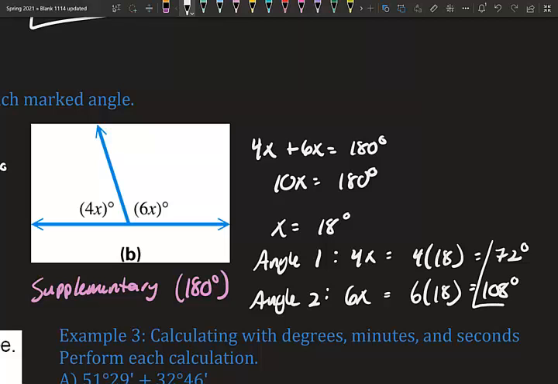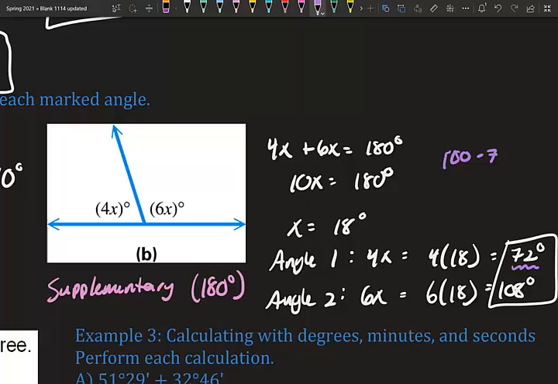If you find one angle, so you see how we found the 72? You could have just done 180 minus 72, and we would have gotten 108. So you could also do that to find the second angle, but I'm just trying to reinforce, you've got to plug in x to find those angles.